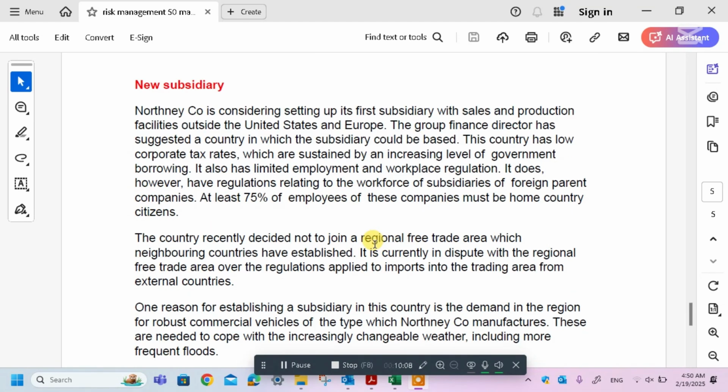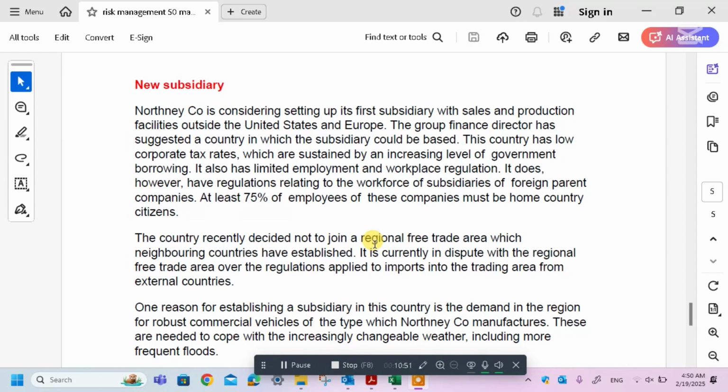The last exhibit: Nothni company is considering setting up its first subsidiary with sales and production facilities outside the United States and Europe. The group finance director has suggested a country in which the subsidiary could be based. The country has low corporate tax rates, which are sustained by an increasing level of government borrowing. It also has limited employment and workplace regulation. It does, however, have regulations relating to the workforce of subsidiaries of foreign parent companies. At least 75% of employees of these companies must be home country citizens.